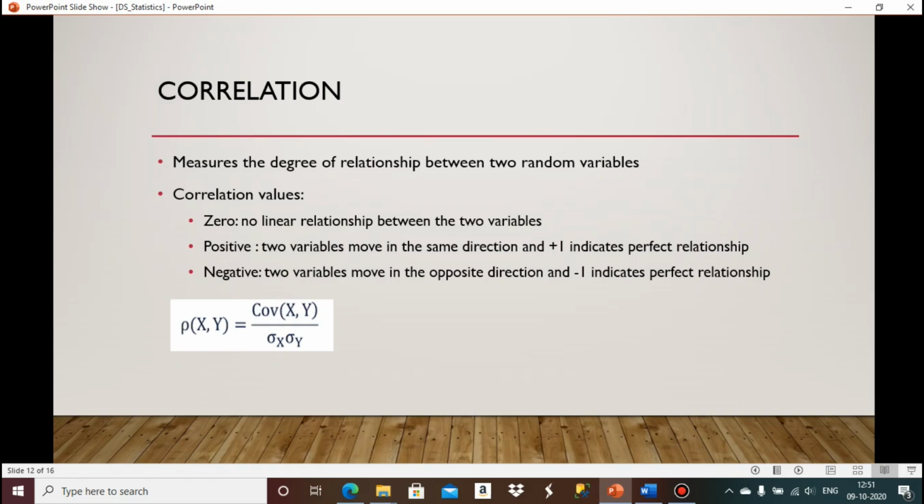When the correlation value is negative, it signifies that the two variables move in the opposite direction. Here also the value can be from 0 to -1 in the negative direction. When it reaches -1, it is a perfect relationship, and if it is between 0 and -1, it has some degree of relationship but not a perfect one. So through correlation we can measure whether they are related or not, and if they are related, what the degree of relationship between them is. So that is correlation.